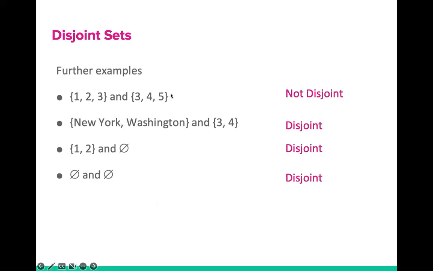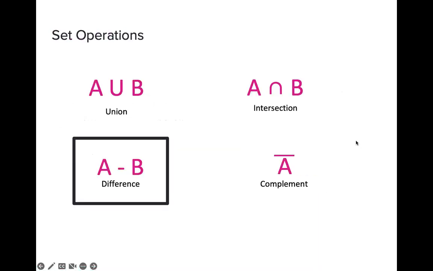Okay, so here are some more examples. We have a set containing the elements 1, 2, 3, and a set containing the elements 3, 4, 5. It is not disjoint because we have a common element, 3. And then we have another set here, New York and Washington, and a set containing 3, 4. So this will be disjoint, no common element between the two. And a set containing 1, 2 and an empty set will also result in disjoint. And then an empty set and an empty set will also result in disjoint.